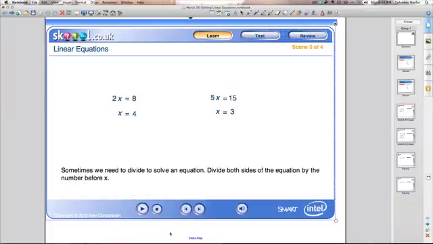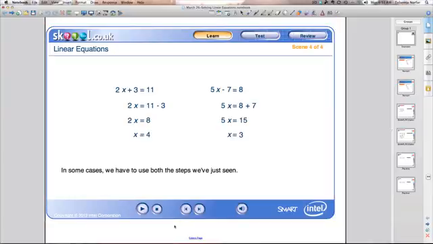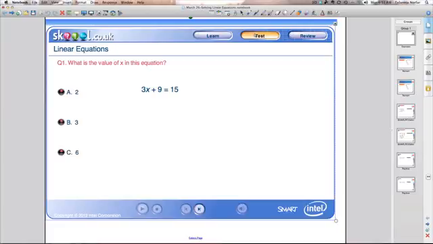Sometimes we need to divide to solve an equation. Divide both sides of the equation by the number before x. In some cases, we have to use both the steps we've just seen. Okay, now let's see if we can answer some questions.